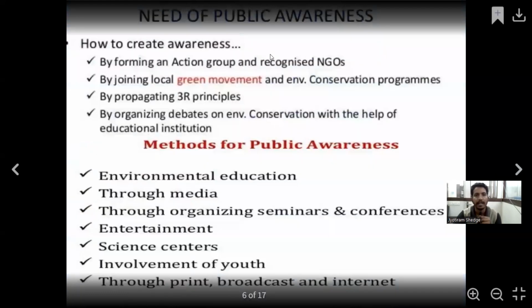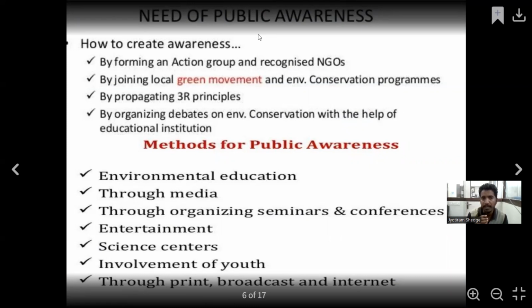Next point: the need for public awareness. How to create awareness? By forming an action group and recognizing NGOs like Green India, as well as SACON and BNHS. With the help of these NGOs, we form an action group, as well as join local green movements, like the Chipko movement. ऐसे हम लोग क्या कर सकते हैं, ज्वाइनिंग लोकल जो ग्रीन मूवमेंट चल रहे हैं उनको हम लोग ज्वाइन कर सकते हैं, as well as by propagating the 3R principle.